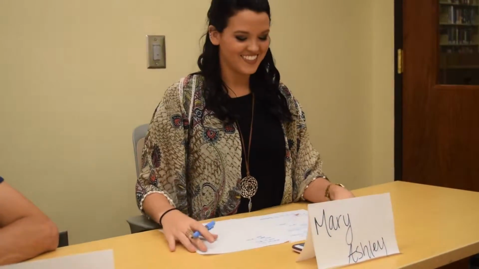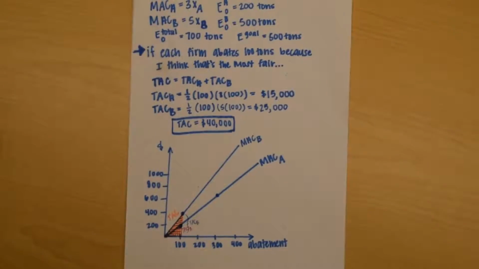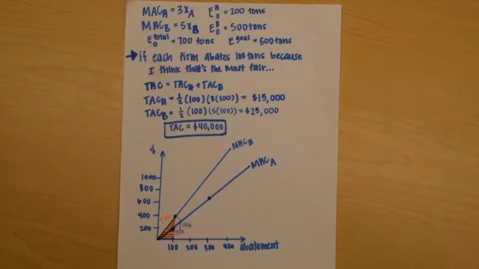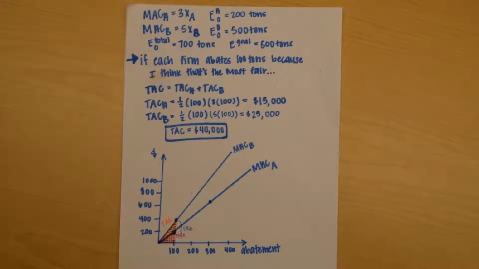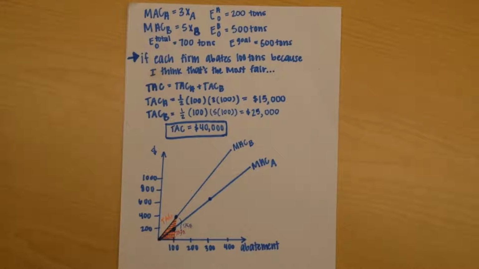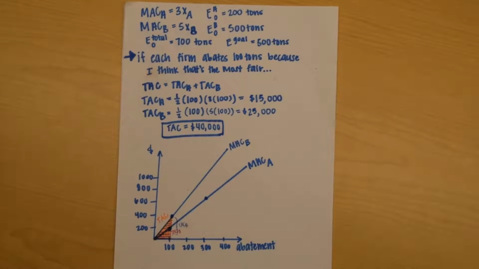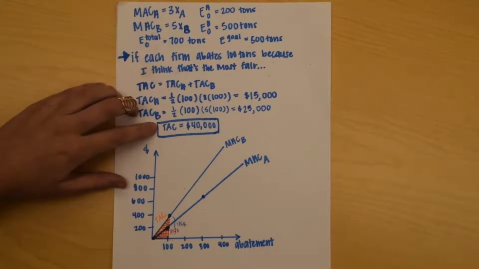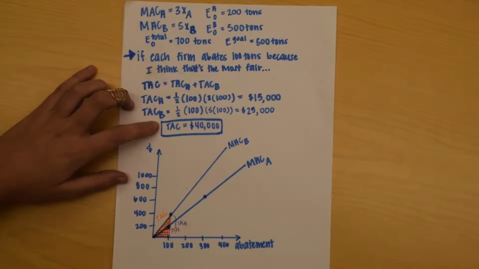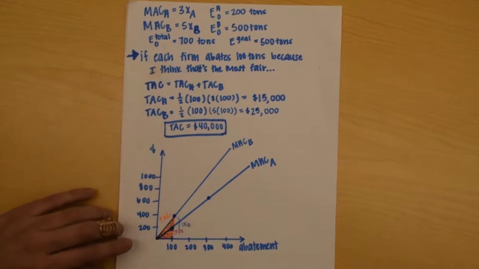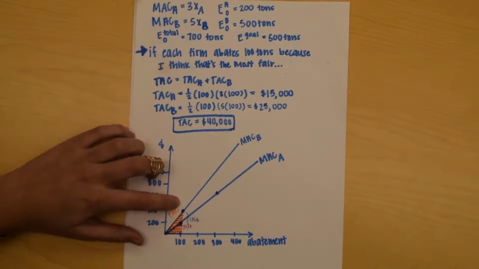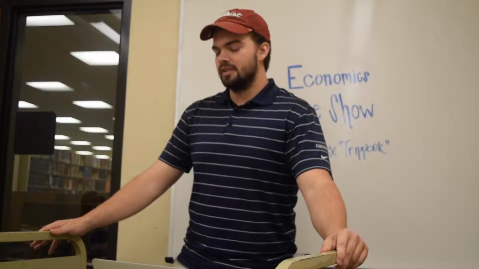I got it! So to reach the goal, the total abatement needs to be 200 tons. I have each firm abating 100 tons because I feel like that is a fair allocation between the two of them. If each firm has to abate 100 tons, then the total cost of the policy would come out to be $40,000. I calculated this by finding the area under each firm's marginal cost curves up to their point of abatement. I'm sorry, Mary Ashley, but that command and control policy is not going to be the cost-effective solution.